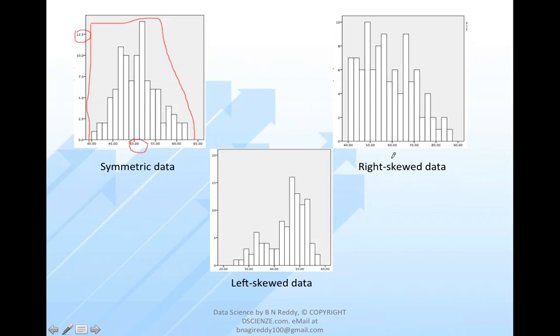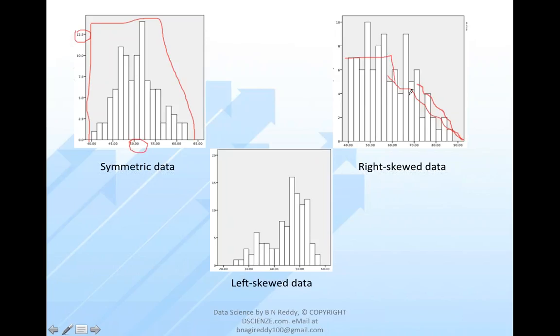Coming to right skew data, if you notice, the data is moved extremely to the left side, and going forward it is constantly getting down. This is called right skew data. Skewness is this downness. If the skewness is positive, then you have outliers and more positive values.